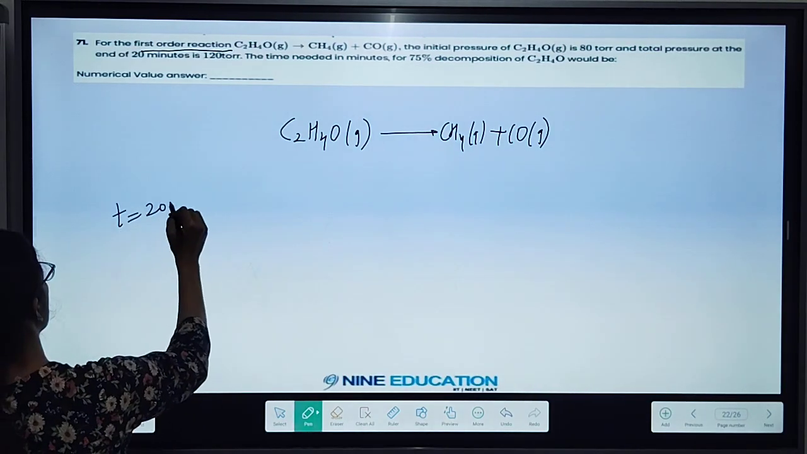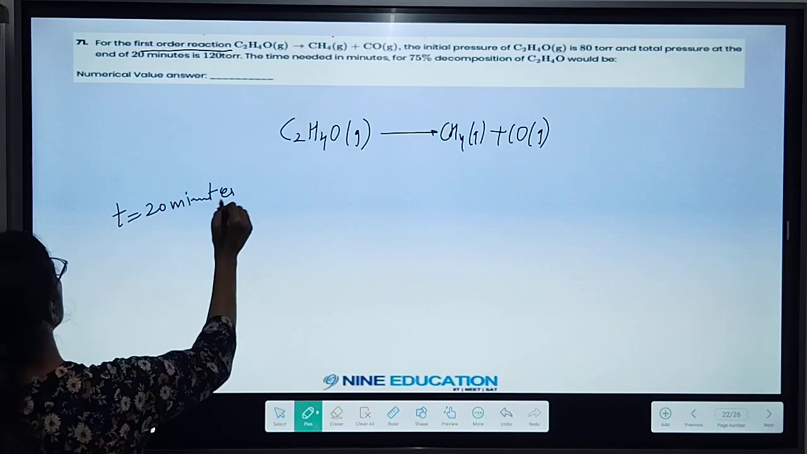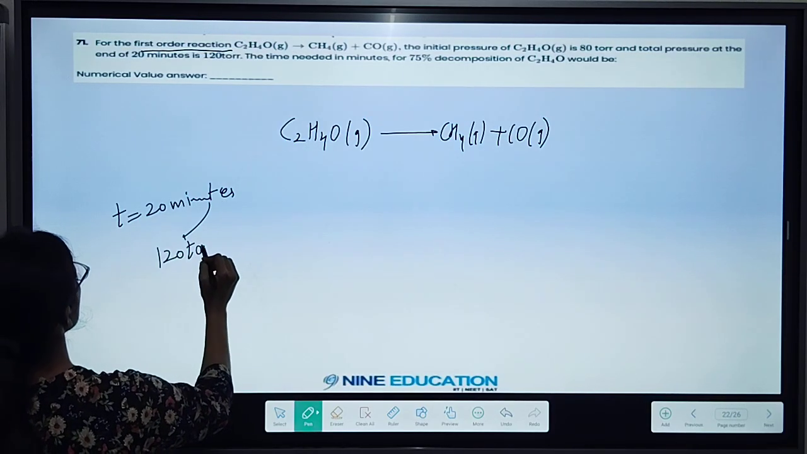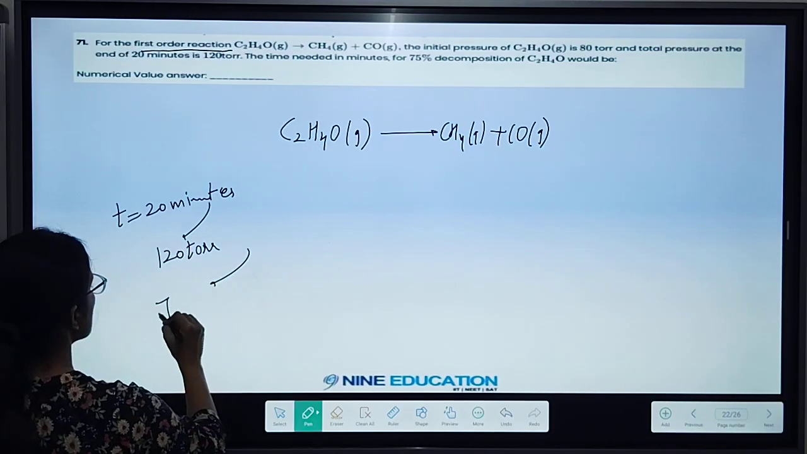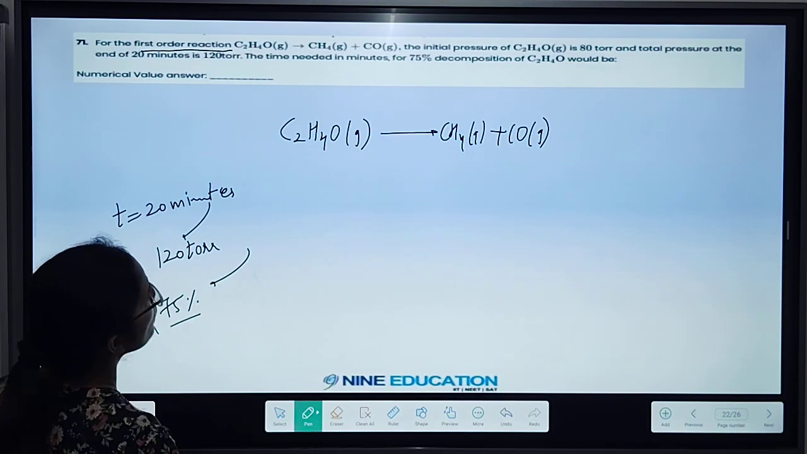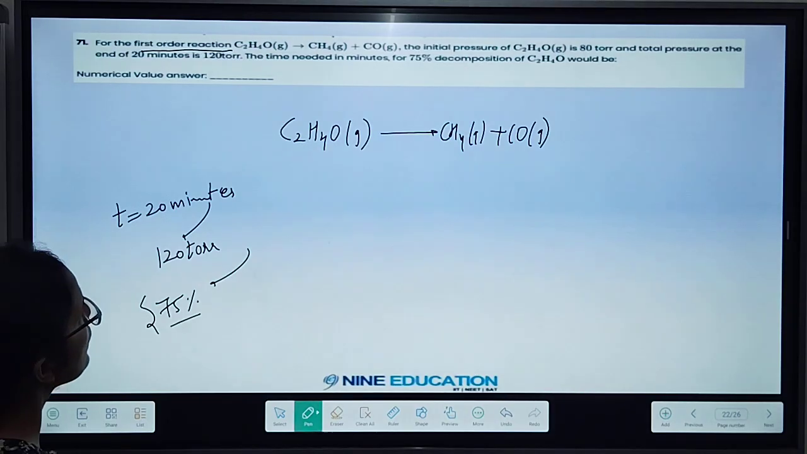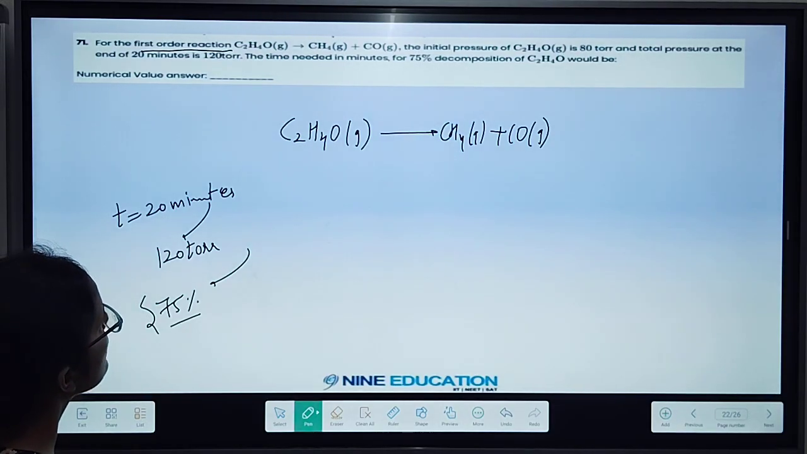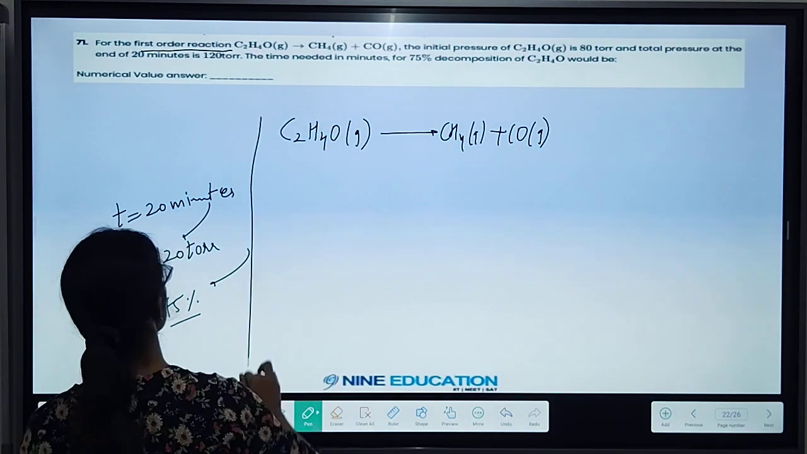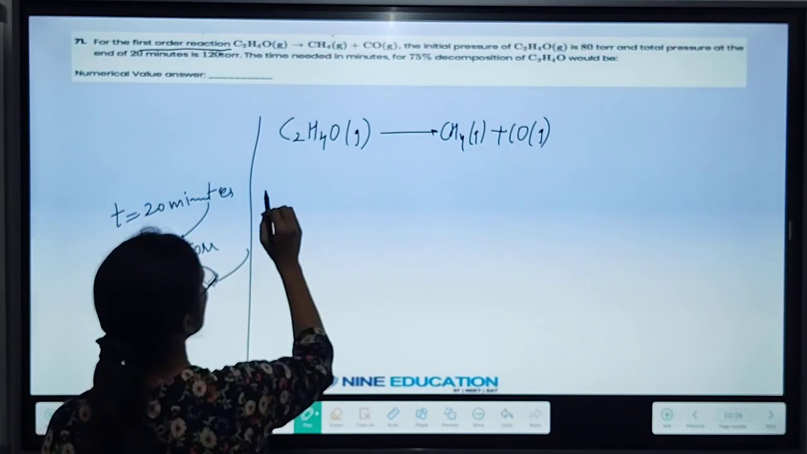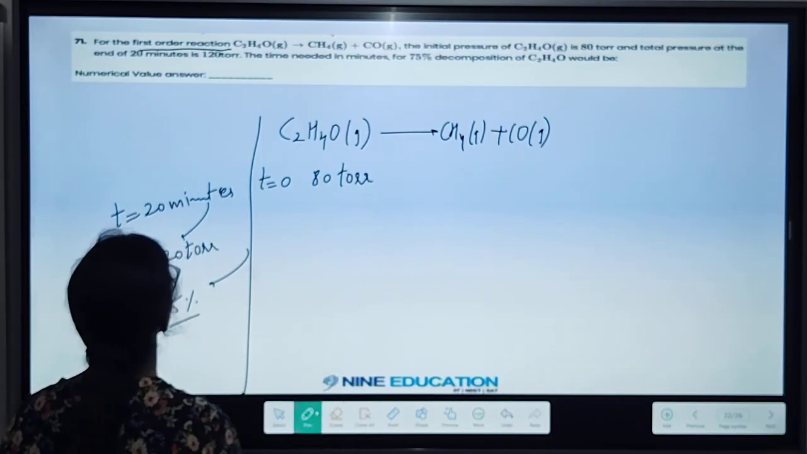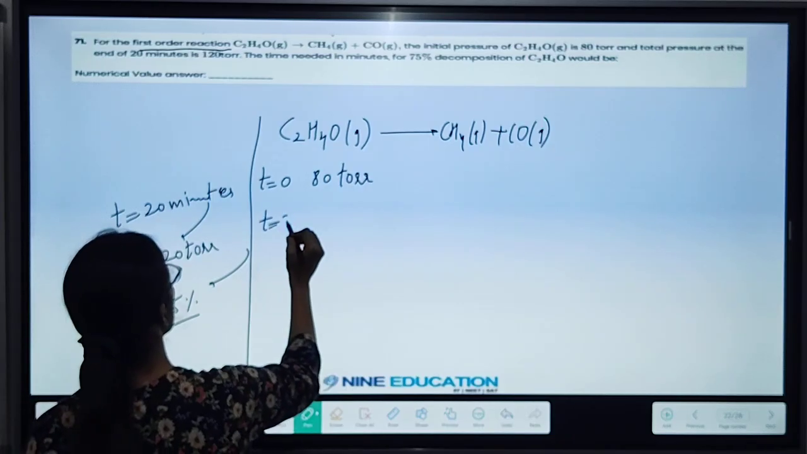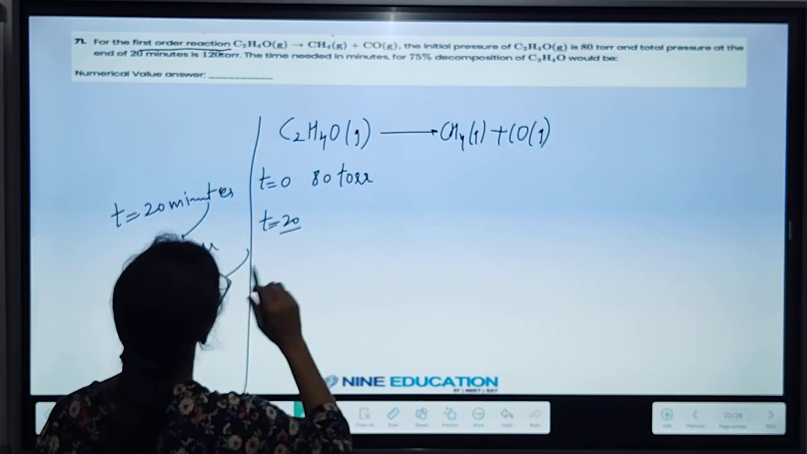At the end of 20 minutes, t equals 20 minutes, we have 120 torr. And another thing we need to find is when this will be 75% decomposed. So now we need to understand the initial pressure which is given: at t equals 0 seconds, we have 80 torr, and at t equals 20 minutes, we have a total of 120 torr.